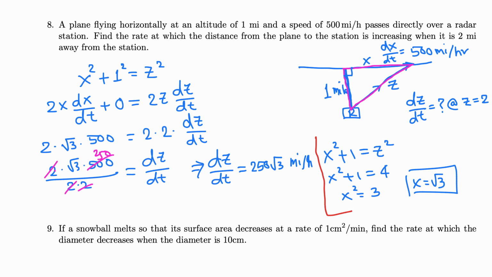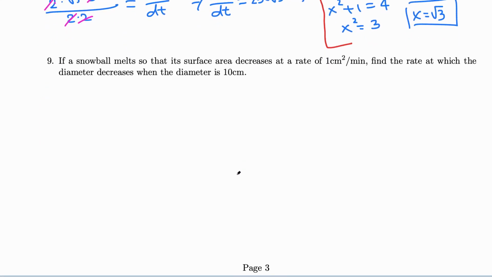And let's move to the last question of this page. Snowball. A snowball is again a kind of sphere. I mean, it's a sphere. It melts, so its surface area decreases. Okay, this surface area ds over dt decreases at a rate of 1 centimeter squared per minute. So that's negative. Something decreasing means negative. Negative 1 centimeter squared per minute. Find the rate at which the diameter decreases.